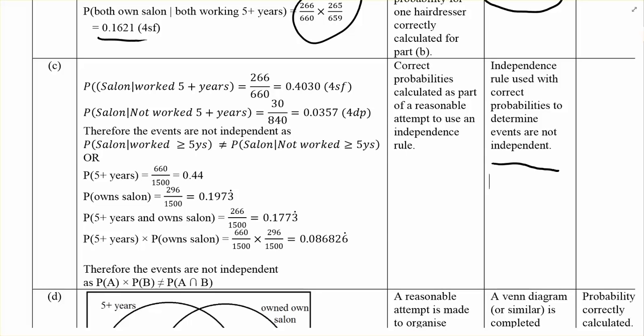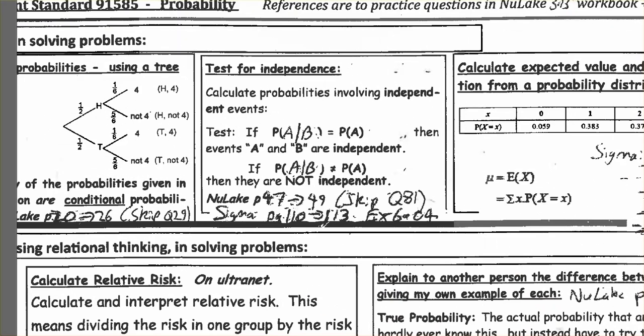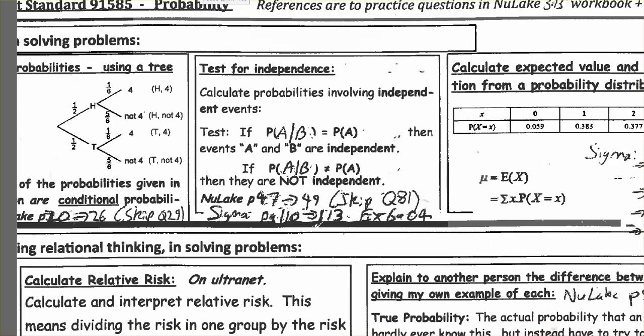So if you go to your New Lake book, and here on the map of the achievement standard, you can see tests for independence, and it says New Lake, pages 47 to 49, and to skip question 81. So definitely do those because you just need to be super crystal clear on that.